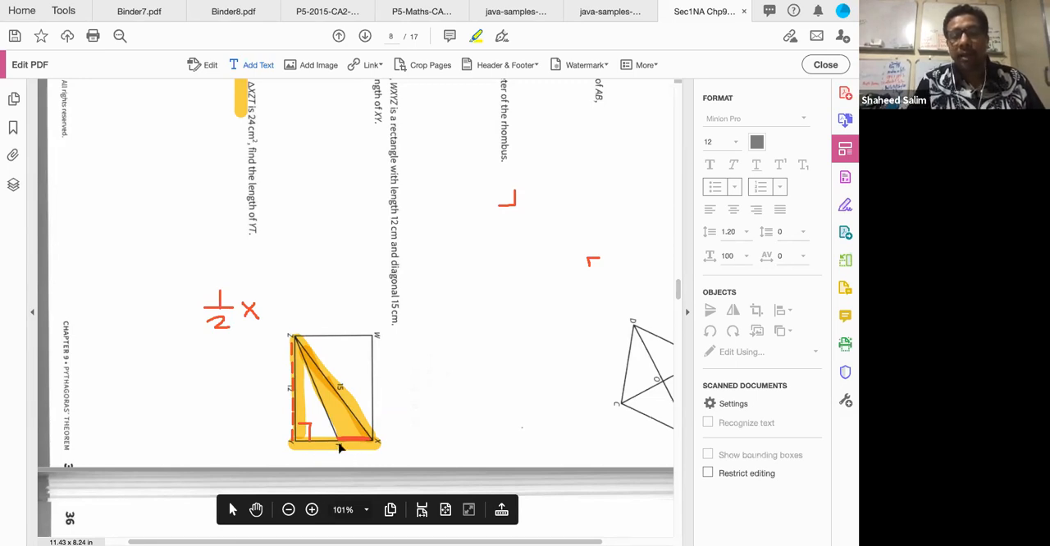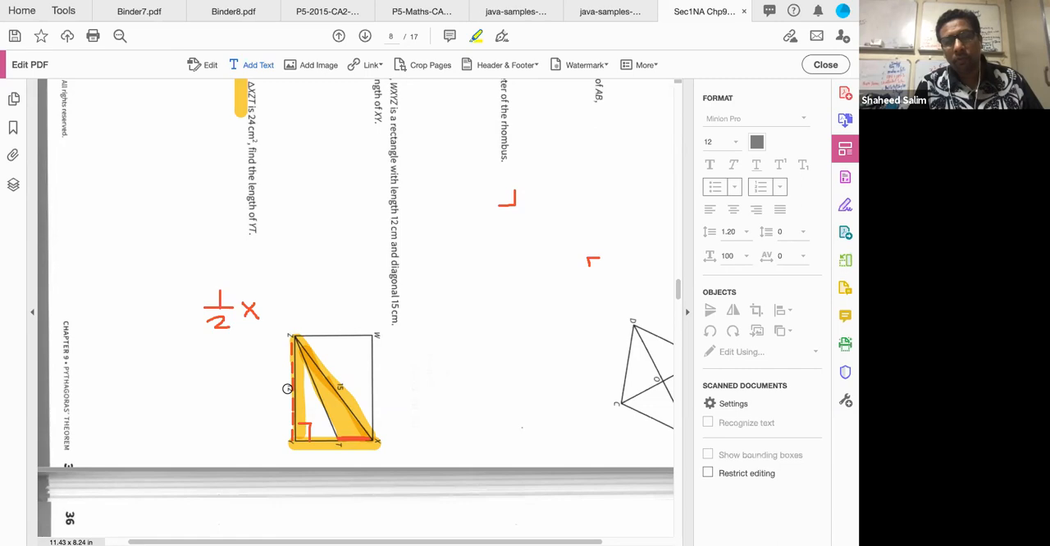Half times XT times ZY. Okay? So they want you to find what? YT. Hold on, hold on. Let me see. They give you the area of this triangle. The area of this is 24. So you write it. Half times 12, the base, times the height ZT.